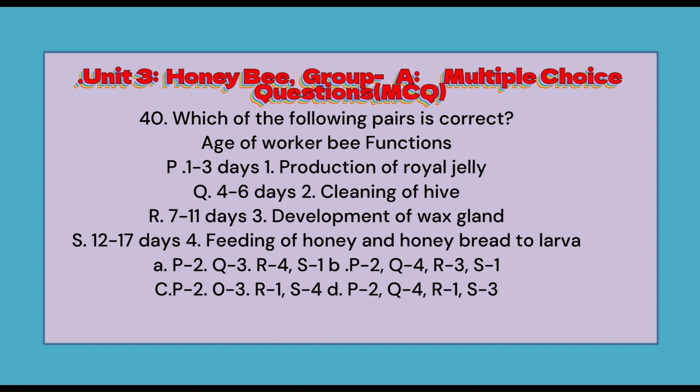A. P to 2, Q to 3, R to 4, S to 1. B. P to 2, Q to 4, R to 3, S to 1. C. P to 2, Q to 3, R to 1, S to 4. D. P to 2, Q to 4, R to 1, S to 3. Correct answer: D.